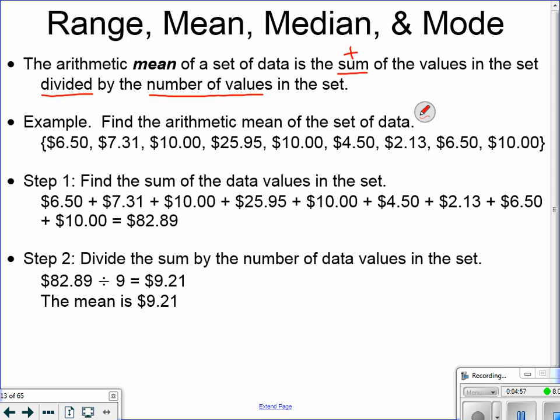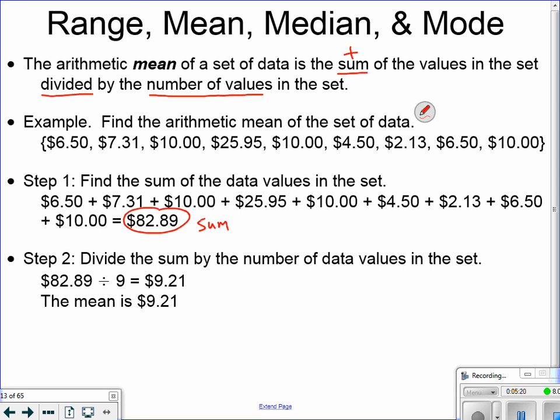The first thing you're going to do is you're going to add those all together. So when you take the $6.50 plus the $7.31 plus the $10, and so on, once you add all those up, you can see that that's going to add up to $82.89. Okay? And again, that's the sum.